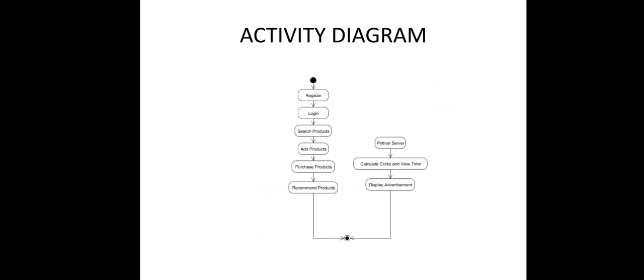Activity diagram. The user first has to register, log in, search the product, and purchase the product from the recommended product. The Python server will calculate the click and view time and display the advertisements in the social media.